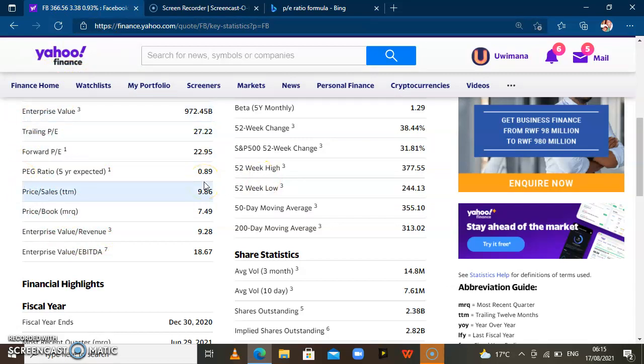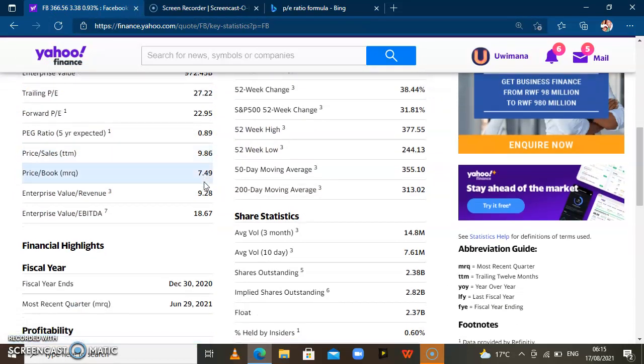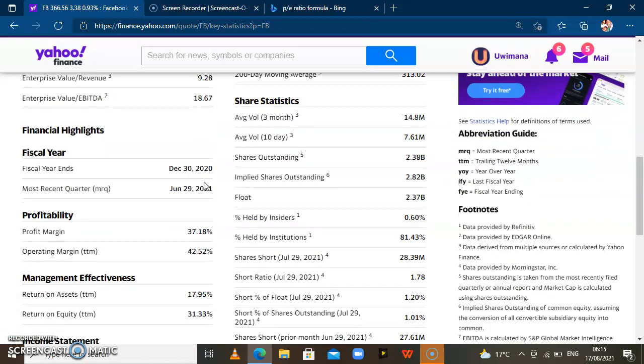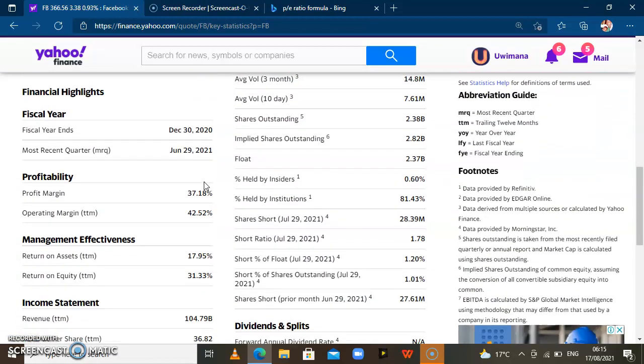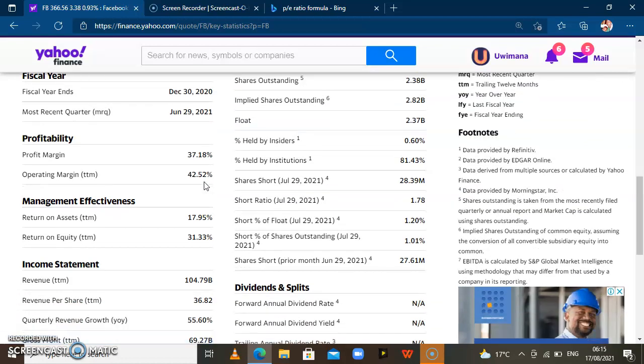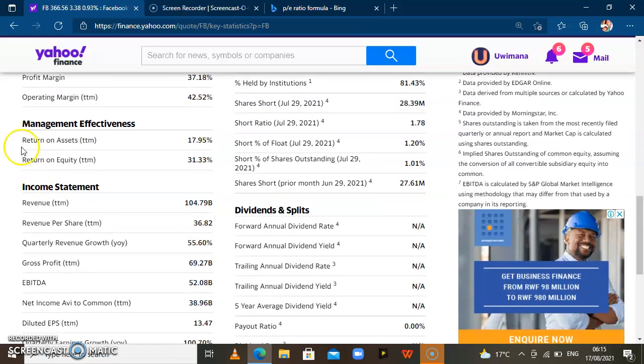So I was trying to give you details so that you can understand what each thing here means. Now the fiscal year, it shows you when it starts and ends, that's easy. The profitability, it shows you profit margin, how much profit it's making, 37%, and the operating margin, and we also get return on assets and return on equity. These are also good measures.